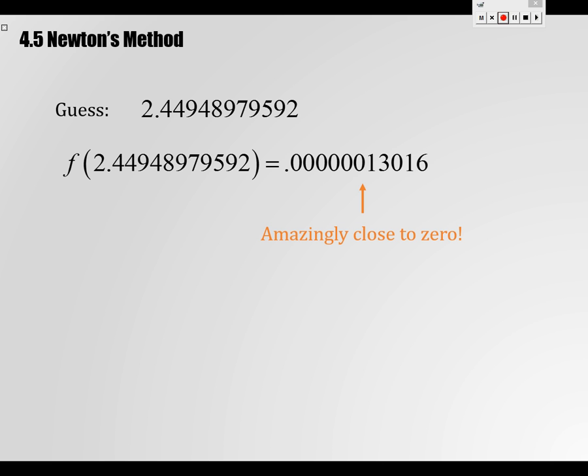Root 6. Type in root 6 in your calculator. You can see that this is pretty close to that. I don't know how many decimal places this is accurate to for root 6, but it's probably 6 or 7 decimal places. We just got a very, very good approximation of root 6.